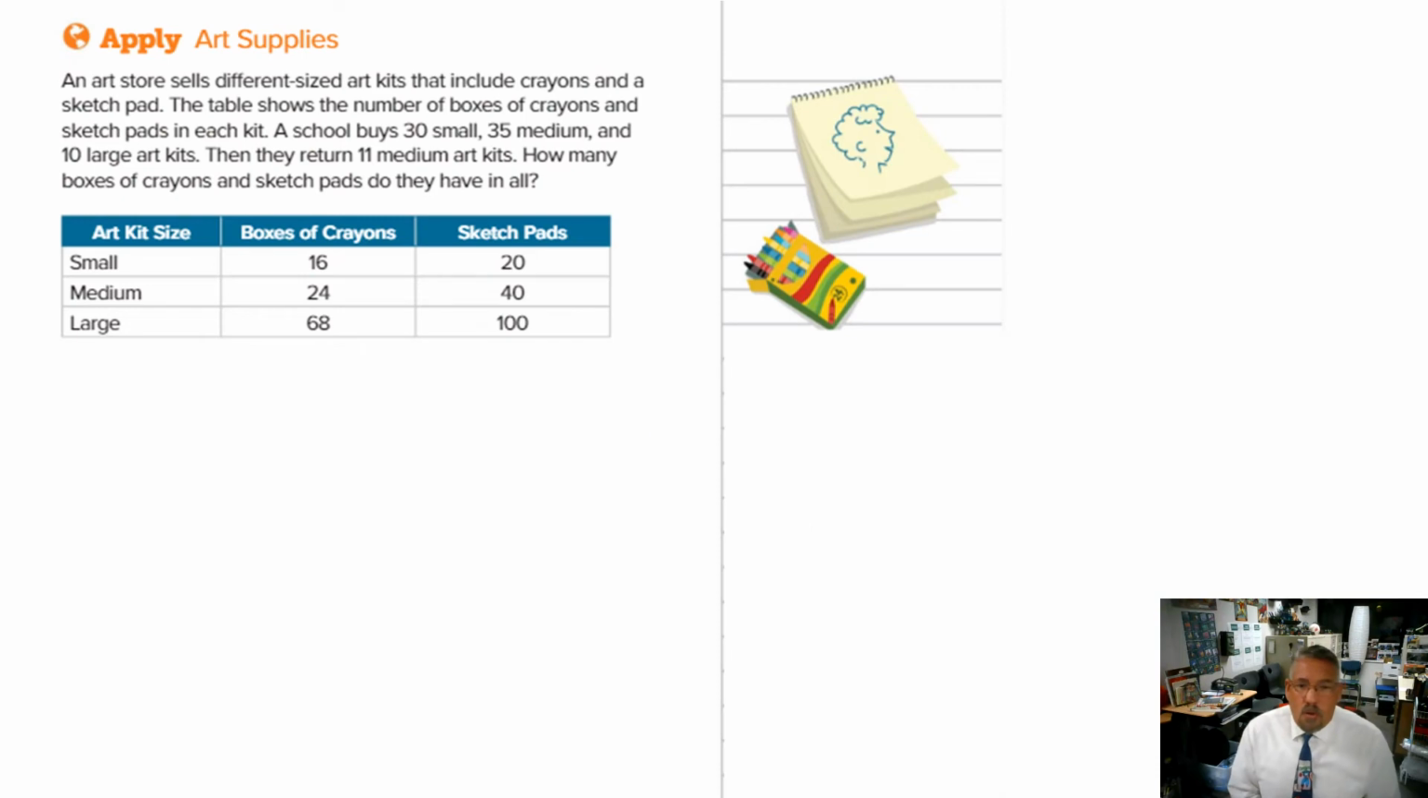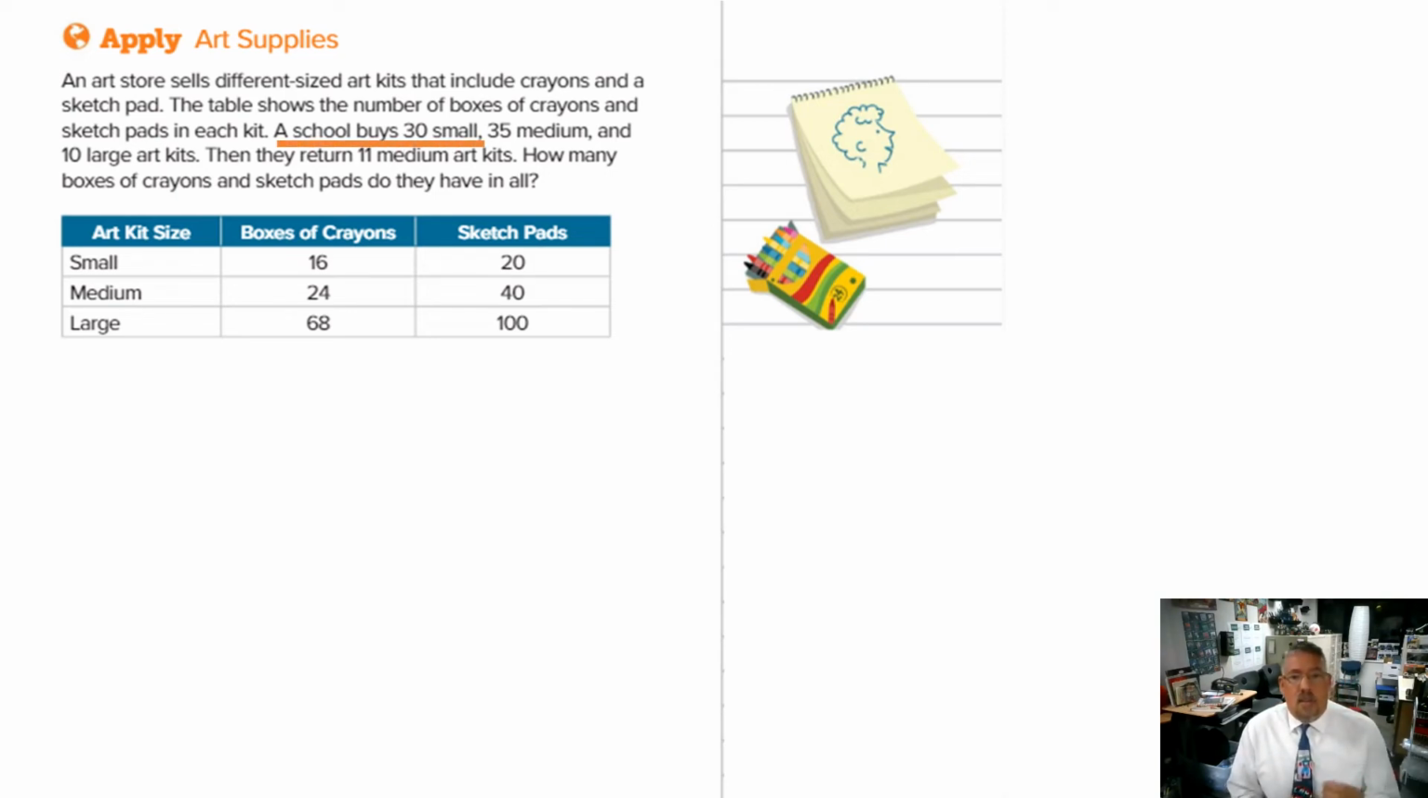We're going to work through a couple more just to make sure that we have this. All right, so now we're going to be adding one more step into these problems. So we're going to be given information, and then in this particular case, we're going to take some away. It says, an art store sells different sized art kits that include crayons and sketch pads. The table shows the number of boxes of crayons and sketch pads in each kit. A school buys 30 small, 35 medium, and 10 large art kits. Then they return 11 medium art kits. How many boxes of crayons and sketch pads do they have in all?